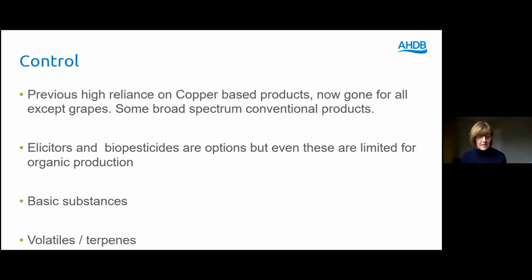So basic substances, things like calcium chloride, which has been trialled in mushrooms, or acetic acid can also be useful. And then volatiles and terpenes are likely to also have some activity and are becoming a bit more present in that sort of biological approach type activity. And we're trialling some of those within Sector Plus, the main vehicle that AHDB use for our efficacy and crop safety trials. But again, these are quite slow in coming through.